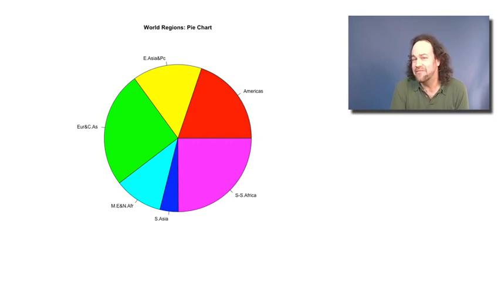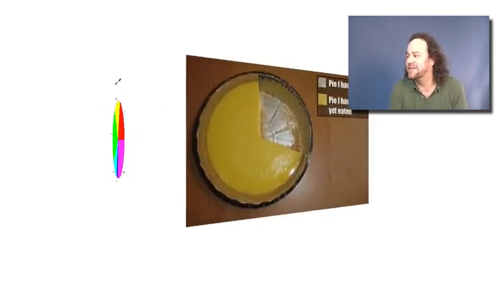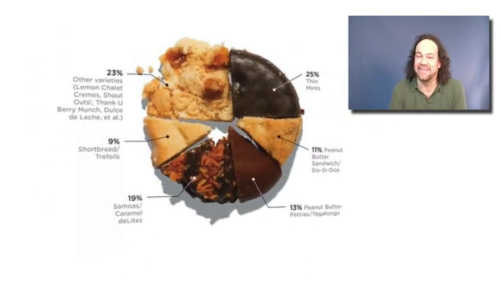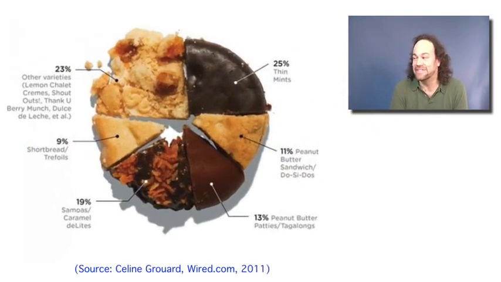In fact, some people have fun with them. Here's a cute little pie chart showing the amount of pie somebody's eaten or not, taking pie a little too literally. And here's another one that I think is quite cute, where they illustrate sales of Girl Scout cookies by actually making a pie out of pieces of the different cookies.